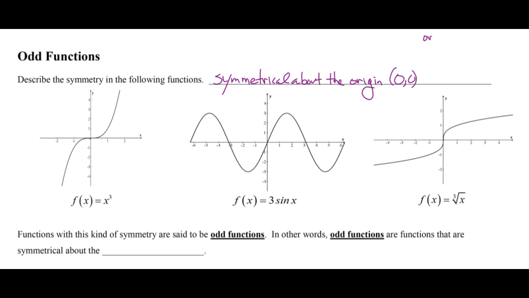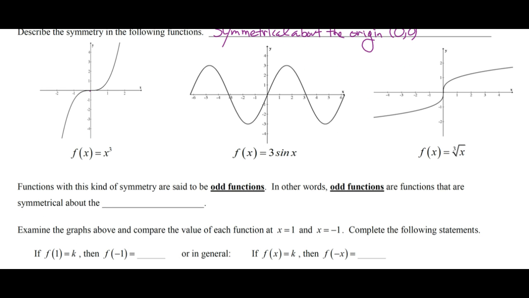Which is still 0, 0. All right, so what do we got? x cubed, which we're familiar with. We've got 3 sine of x, and we've got the cube root of x. Functions with this kind of symmetry are said to be odd functions. In other words, odd functions are functions that are symmetrical about the origin.